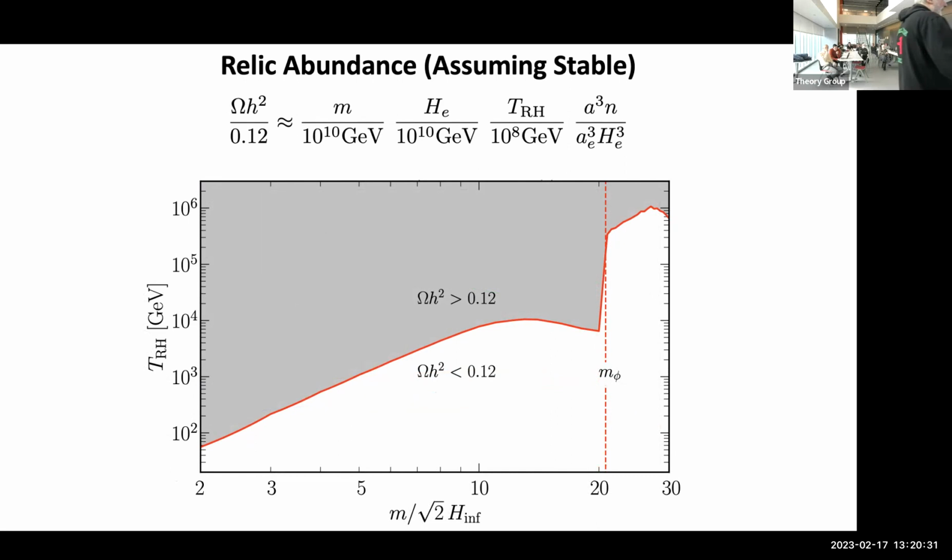Along the red curve here, omega h squared is 0.12. That is the observed dark matter abundance. In the gray area, omega h squared would be larger than 0.12. In this area, it'd be smaller than 0.12. So this would be disallowed if it's stable, this would be allowed, and this would be the curve for dark matter.